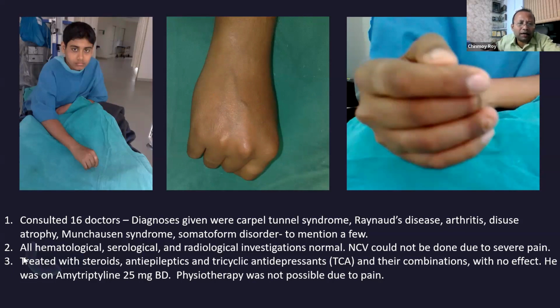Here all hematological, serological, and radiological investigations were done, which were normal. NCV was advised by many doctors without considering how someone can do NCV in this patient due to severe pain. So NCV was not done. And of course, this much was clear that it is a neuropathic pain. Under neurologists, he got different anti-neuropathic pain treatments, but the effect was very little. Even a high dose of amitriptyline was given, but it did not give relief.